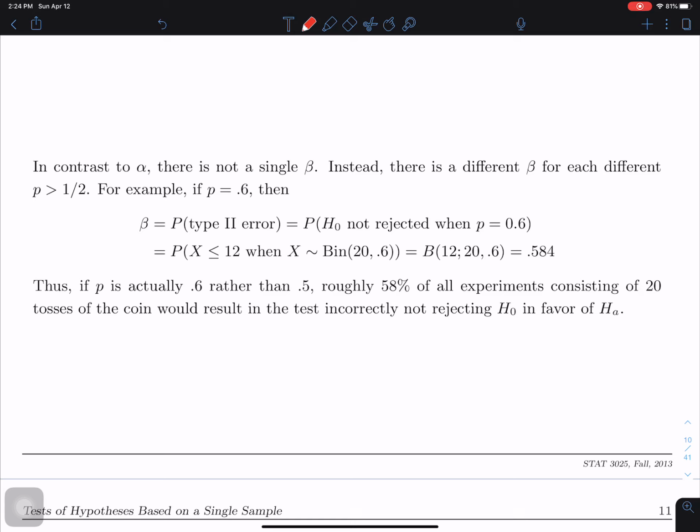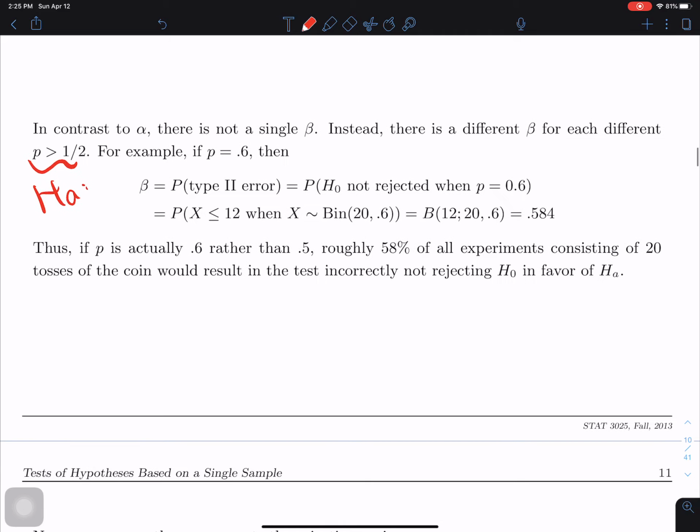So that's all about alpha. Now let's talk about beta. In contrast to alpha, there's not a single beta, and instead there's a different beta for each different value that falls in HA. So HA is P greater than 1/2.